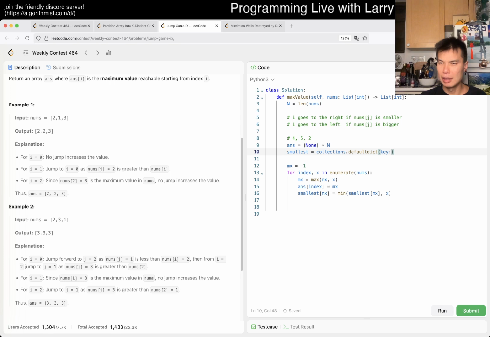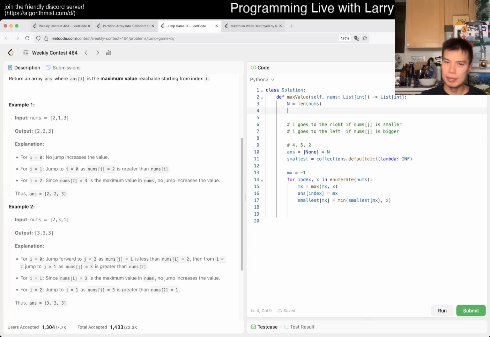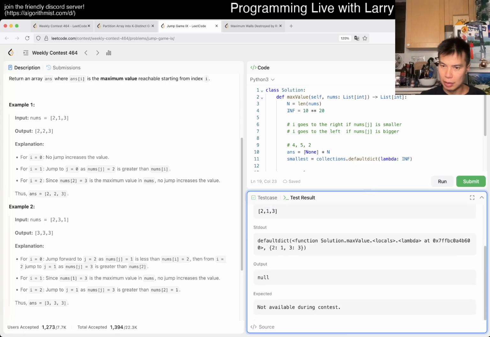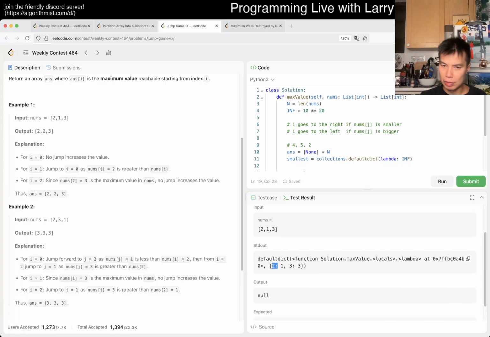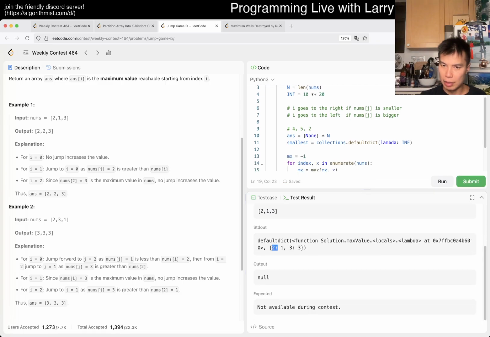Is it key? Lambda. Blanking out today. Oh no. Okay, so then let's put it out real quick. I think this gives me the answer I kind of want. So 2, the smallest is going to be 1, 3.